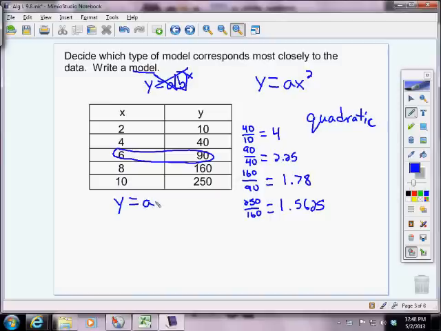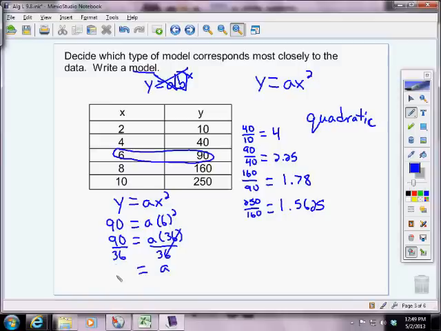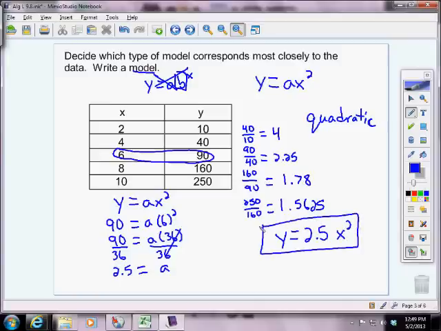So we're going to use y equals ax squared. Y is 90. We're trying to solve for what a is because we're writing a model. And x is 6. 90 equals a times 36. Divide both sides by 36. And you get a equals 90 divided by 36, which is 2.5. So, put that back into our model. Y equals 2.5 instead of a times x to the second. Now we've written a simple quadratic model for our data.